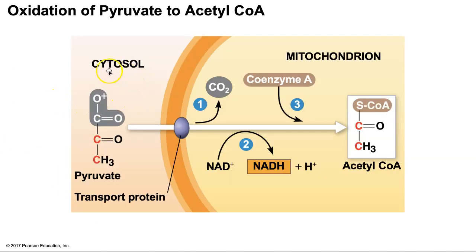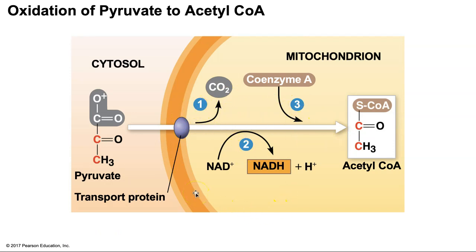So here we go. Here's our cytosol, or cytoplasm, where glycolysis has just occurred. Here is a pyruvate that we've just created. We need to get this pyruvate across this membrane. This is the mitochondria, and this is a double membrane. We need to get it across into the internal part of the mitochondria. So here's our enzyme complex. We have the 3 steps.